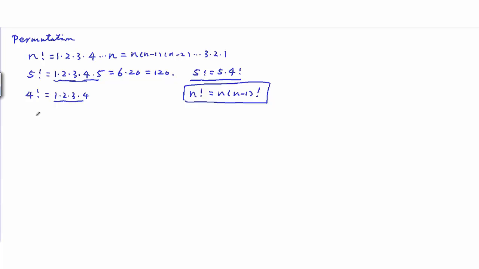Another thing about n factorial people need to realize is 0 factorial. Because there's no natural number here, we define 0 factorial as 1. Okay, we define it, so it's a definition.